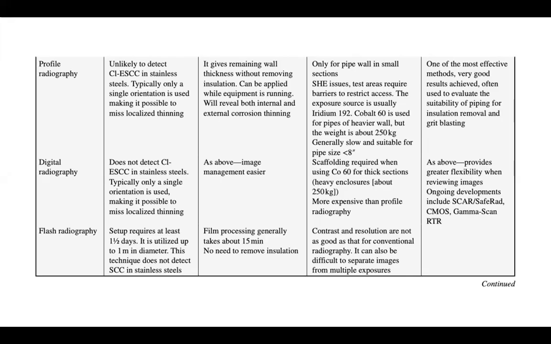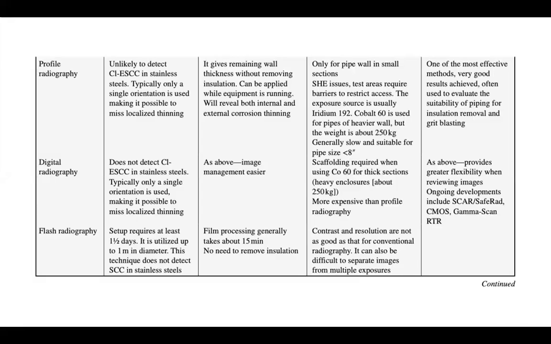Okay, what about digital radiography? The limitation: does not detect CISCC in stainless steel. Typically, only a single orientation is used, making it possible to miss localized thinning. And the advantages as above: image management is easier. The disadvantages: scaffolding is required when using cobalt 60 for thick section, and it is more expensive than profile radiography.